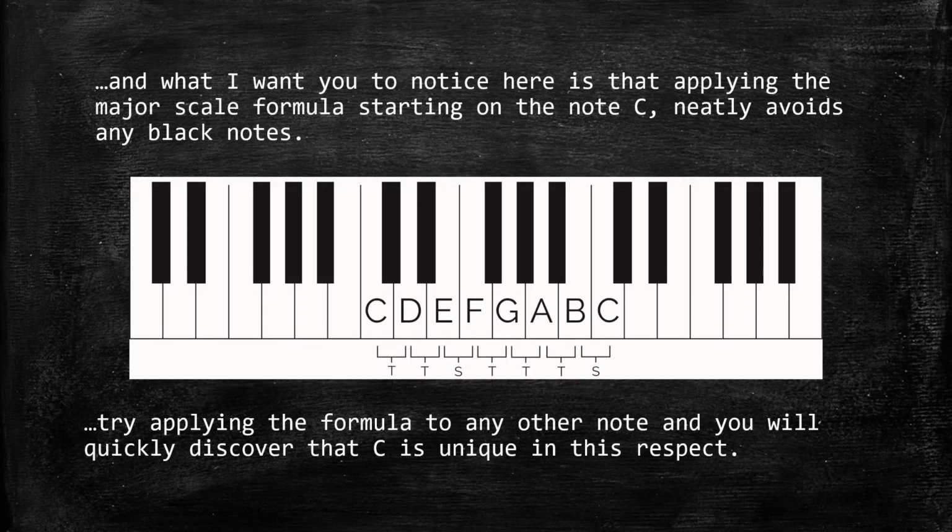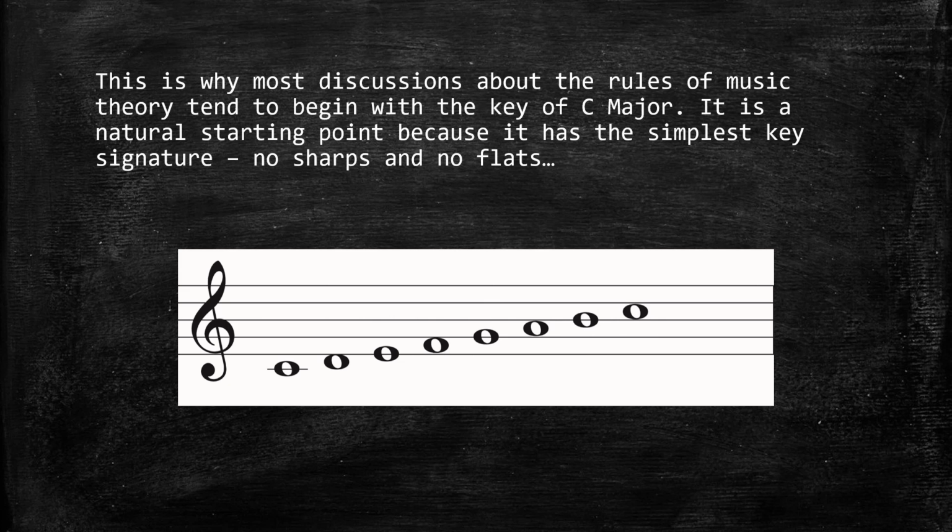And what I want you to notice here is that applying the major scale formula starting on the note C neatly avoids any black notes. Try applying the formula to any other note and you will quickly discover that C is unique in this respect. This is why most discussions about the rules of music theory tend to begin with the key of C major. It is a natural starting point because it has the simplest key signature: no sharps, no flats.